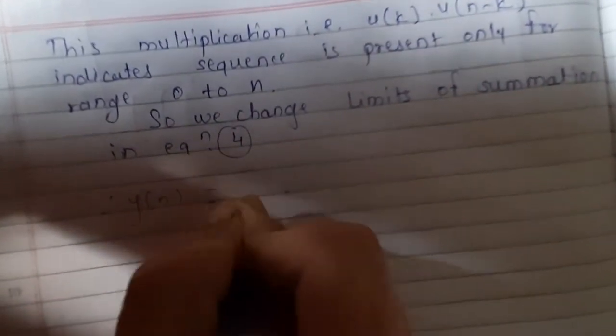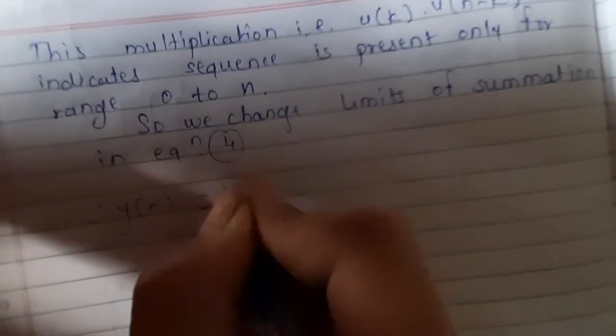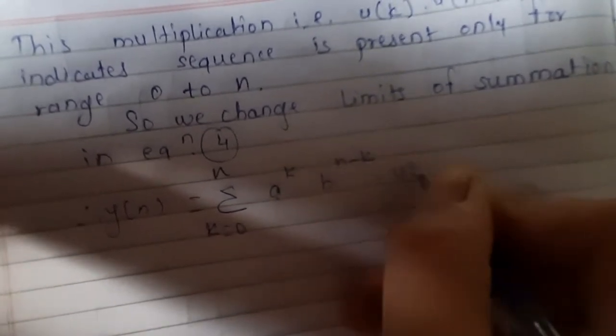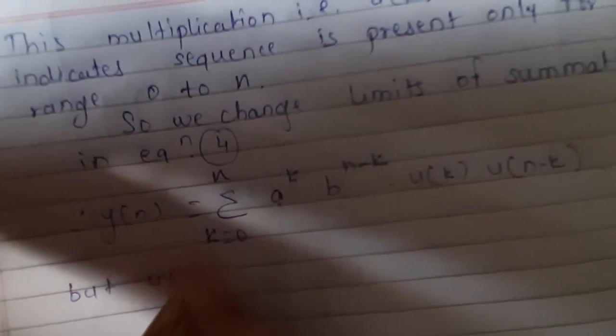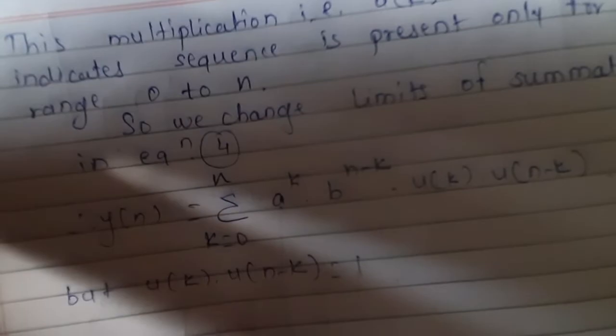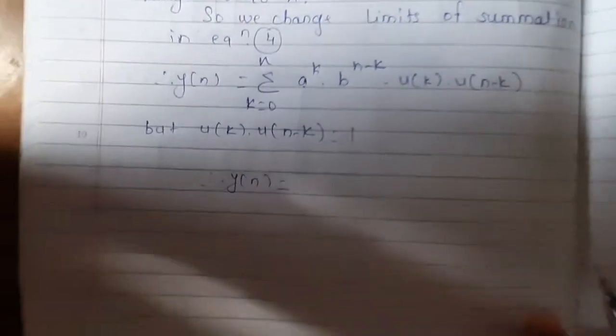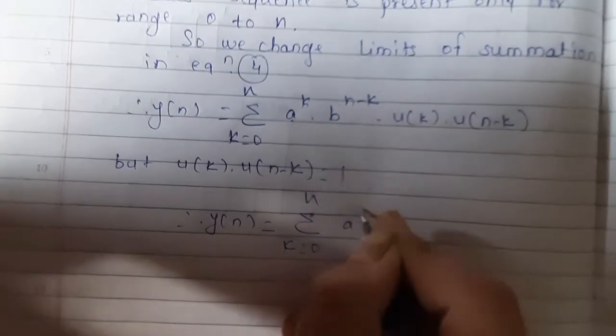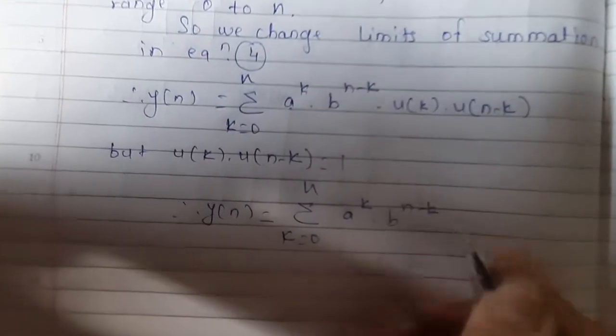Now the new limits will be k from 0 to n. So y of n is equal to summation, value of k goes from 0 to n, a raised to k, b raised to n minus k, u of k dot u of n minus k. But what is u of k dot u of n minus k? It is 1, so y of n is equal to summation k changes from 0 to n, a raised to k, b raised to n minus k.